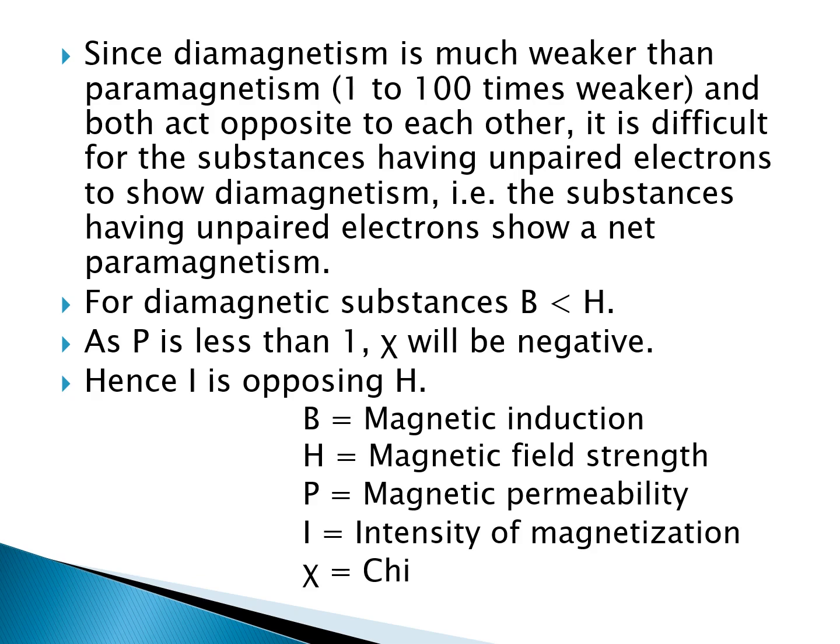For diamagnetic substances, magnetic induction is less than the applied magnetic field. As mu is less than 1, chi will be negative, hence I is opposing H, where B is magnetic induction, H is magnetic field strength, which is the applied magnetic field, mu is magnetic permeability, I is intensity of magnetization, and chi is magnetic susceptibility.